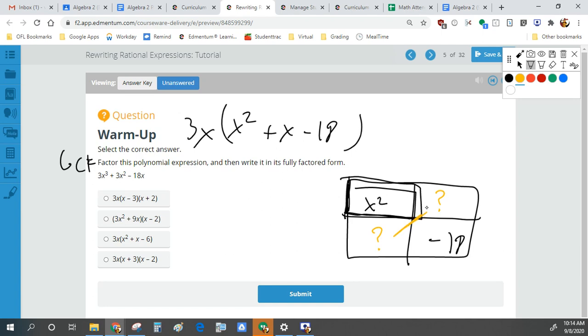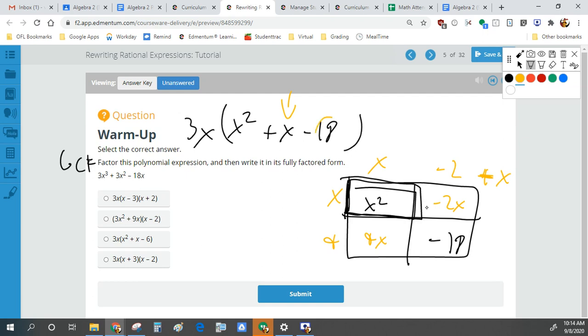We just know that these 2 areas together are going to give us this positive x, this thing right here. So what we do is we try to figure out what these areas are. There's a bunch of different answers. We could have tried 9 times negative 2. That would have worked, but when we do this part, we would have gotten 9x. That wouldn't have worked out so well.